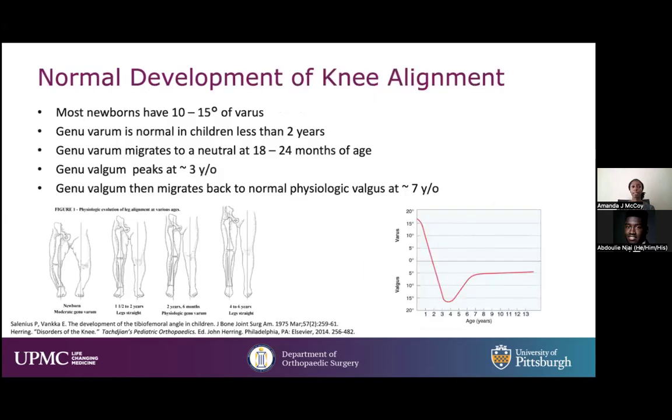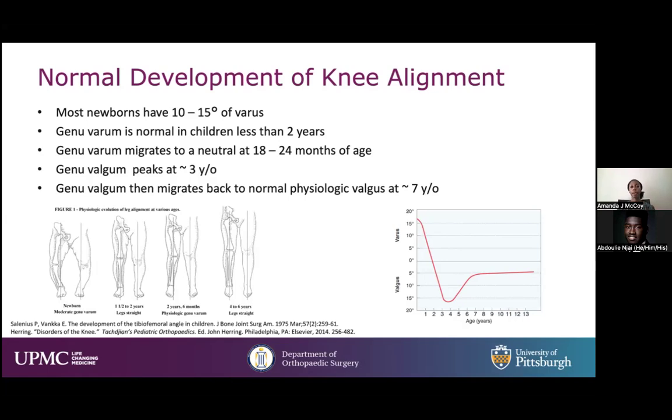So let's go back to what limb development should be. As you know, most newborns are born with approximately 10 to 15 degrees of varus. What varus means is the terminal appendage is pointing in. So varus is bow-legged and valgus is knock-kneed. Usually genu varum is normal until about 2 years of age, and by the time you're about 2, it should correct to neutral.